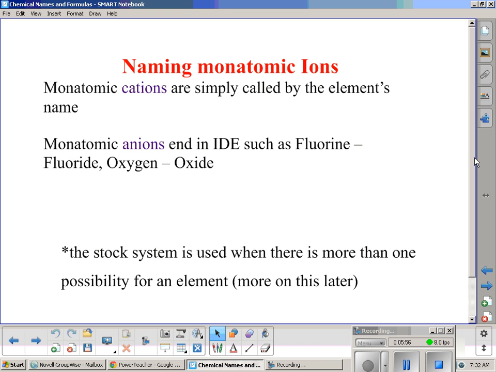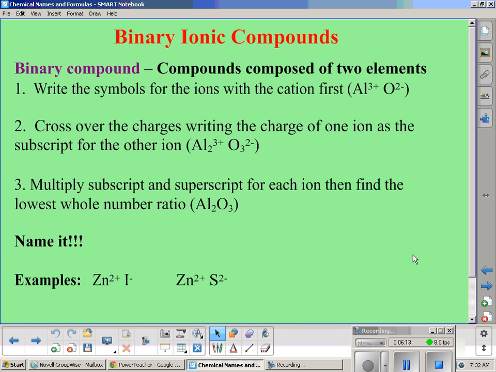Okay, there's another system called the stock system. We will talk more about that a little bit later, but it's used when there's more than one possibility for an element. Transition metals are a great example of using this. We'll talk more about it later. Okay, binary ionic compounds: compounds composed of 2 elements.